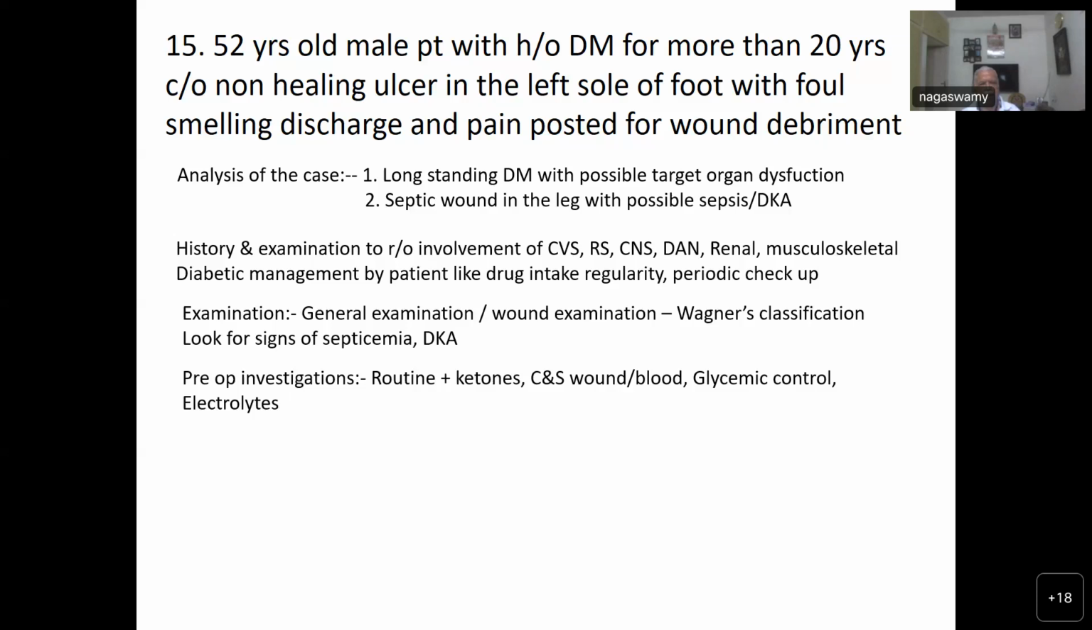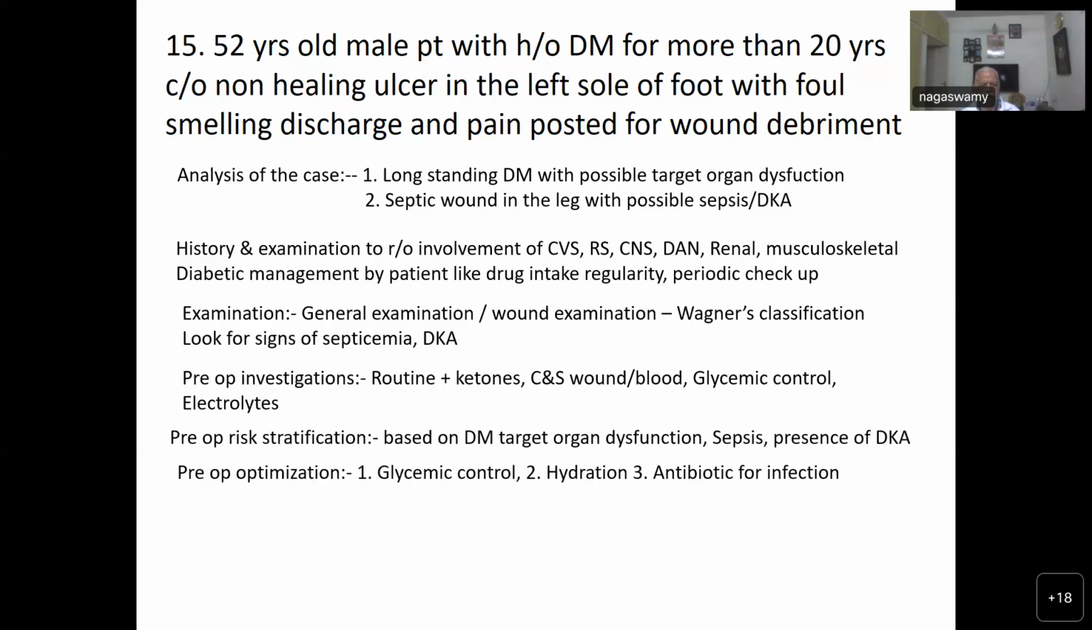In investigations, you must do the routine plus ketones, culture and sensitivity of the wound, as well as blood if you suspect septicemia. You must check for glycemic control. Electrolytes are to be tested. Then pre-op risk stratification based on the diabetic target organ dysfunction, sepsis or presence of DKA, and pre-op optimization by glycemic control, hydration, and antibiotics for infection.